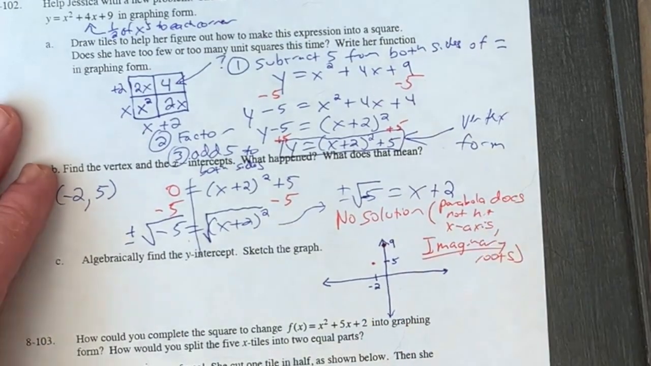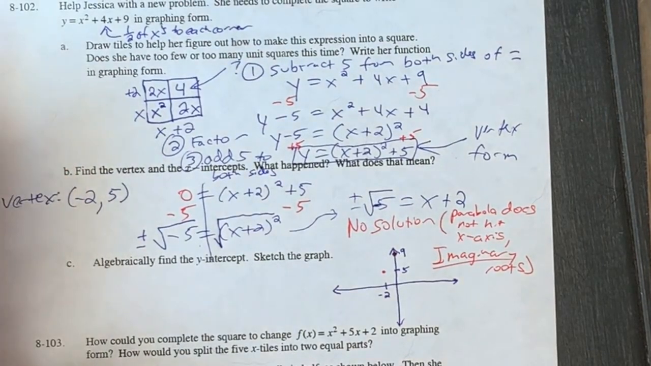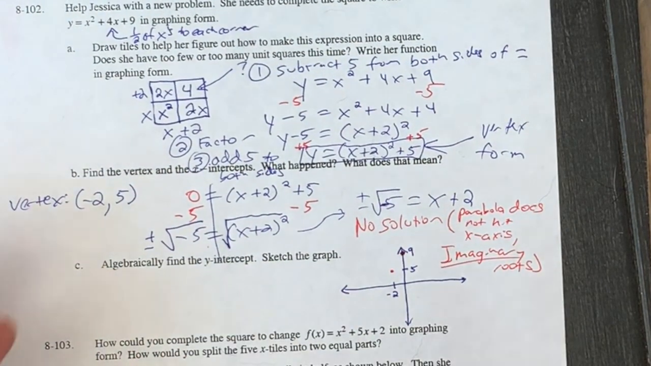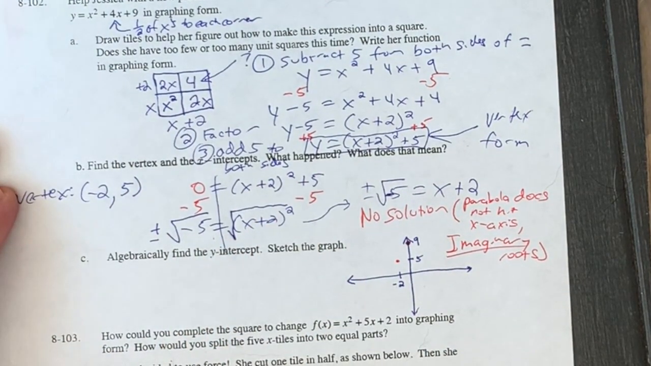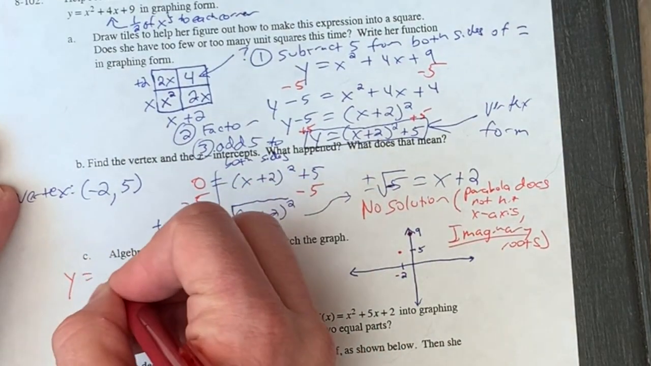That's something you'll be studying in a whole bunch of advanced math classes: if you solve for the roots of a particular function or equation, you might end up with imaginary roots. All right, the last question is to algebraically find the y-intercept and sketch its graph. If the x-intercepts are the values of x when y equals 0, the y-intercept is the value of y when x equals 0.